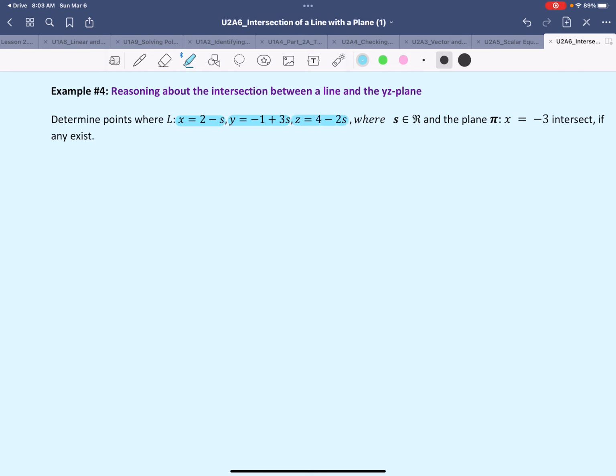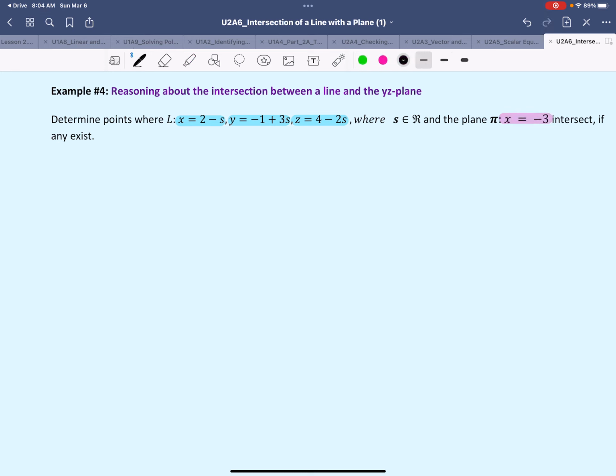We'd like to find the intersection made between this line and a special plane in 3D, that of a YZ plane. Remember that on the YZ plane, the y and the z coordinates will be 0, and that's why the equation of this plane is described by just the x coordinate. So x coordinate is negative 3.